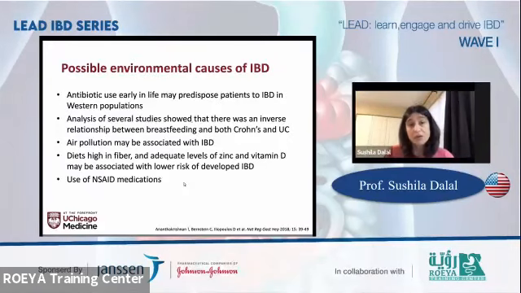So what are some thoughts about causes of IBD? Antibiotic use early in life, there's some thought that may predispose patients to IBD. An analysis of several studies show that there's an inverse relationship between breastfeeding and Crohn's disease and ulcerative colitis, so having had a breastfed baby may be protective against the later development of Crohn's disease. Air pollution may be associated with IBD, and diets high in fiber, adequate levels of zinc and vitamin D might be associated with lower risk of developing the conditions.